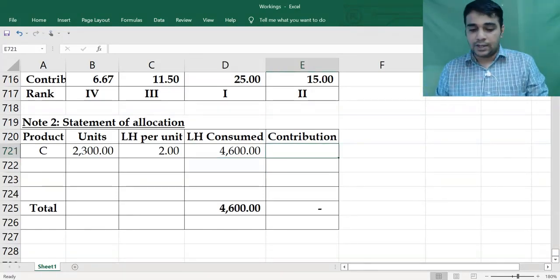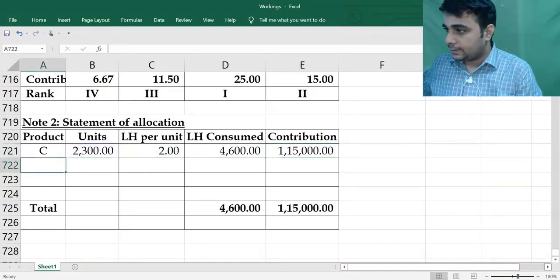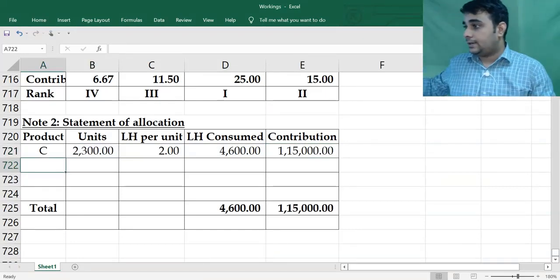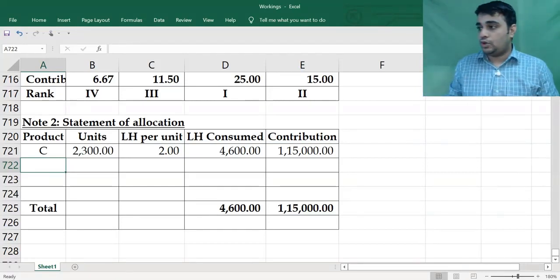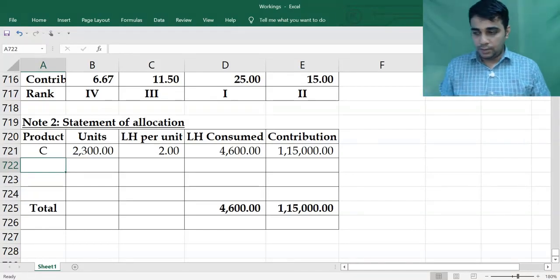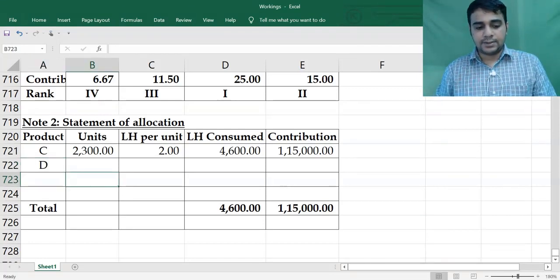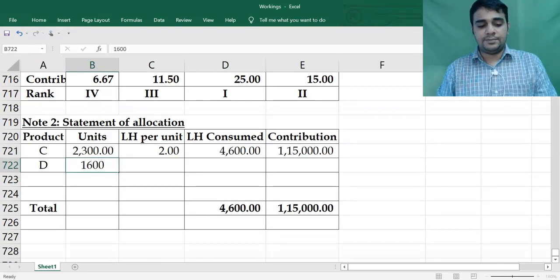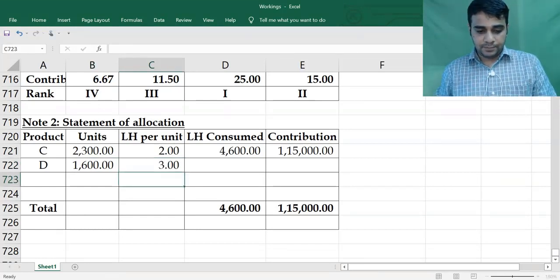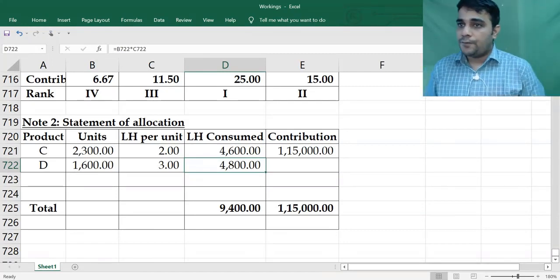2,300 into 2, 4,600. Contribution is 2,300 into 50 rupees. This total you can put later, but you will have to keep checking in the calculator that the total of LH consumed does not touch 20,000. What's the next rank product? What's the demand? 1600. Hours per unit? 3. 1600 units, 3 hours per unit, 4800.